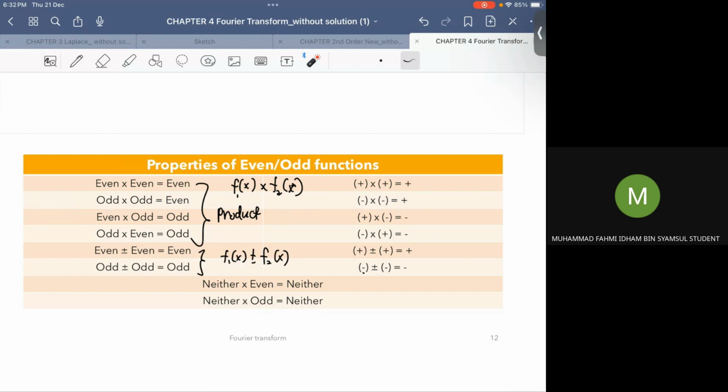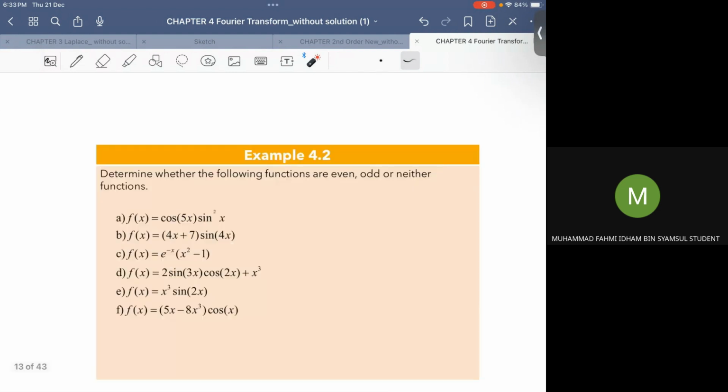So neither function is special. If you add or multiply neither function with any even or odd function, you will just get the neither function. So now we will use these properties to solve this example. Determine whether the following functions are even, odd, or neither function. So the first one, we have f(x) equal to cos 5x multiply sine square x.